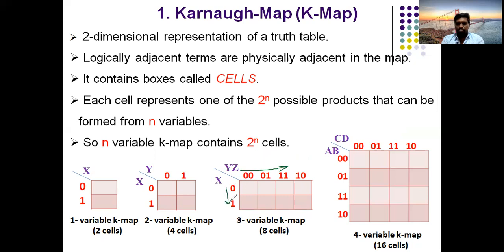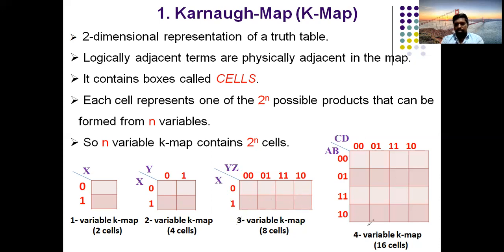We have assigned them to rows and columns. Total we are having 8 cells. Why? Because it is a 3 variable K map. 2 rows with 4 columns, total 8 cells. You can call this a 3 variable K map or 8 cell K map. Both are the same.